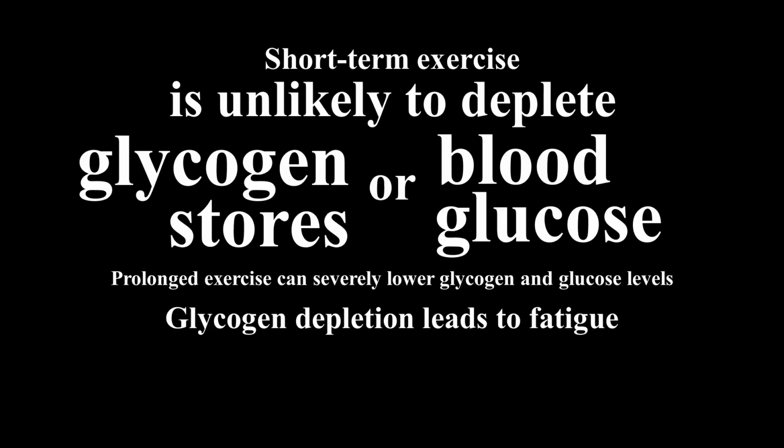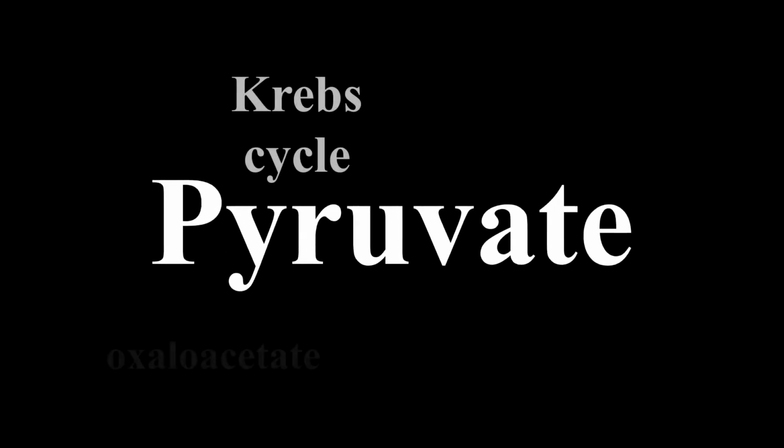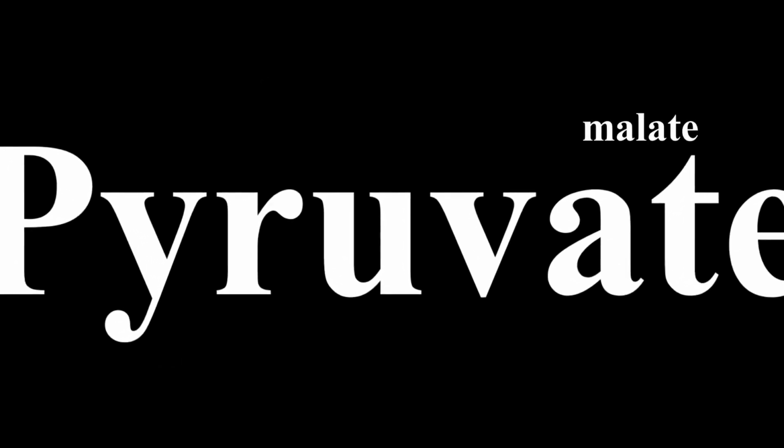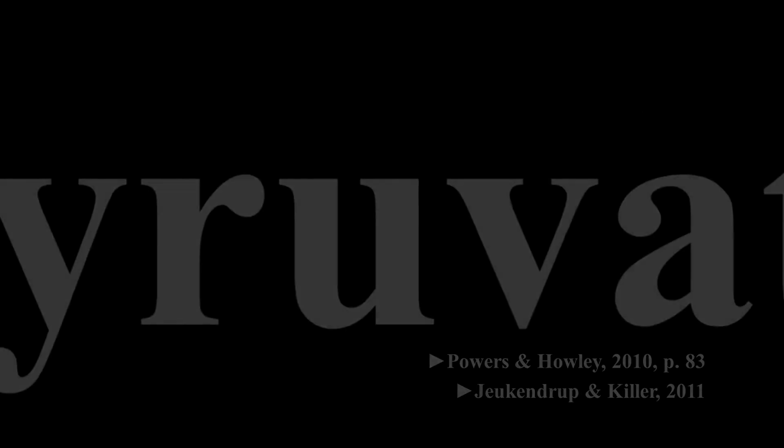During short-term exercise, muscle stores of glycogen or blood glucose levels would not be depleted. However, during prolonged exercise, muscle and liver glycogen can reach severely low levels. Depletion of glycogen leads to fatigue. Simply put, less carbs means less pyruvate. Less pyruvate means a reduction or even termination of the Krebs cycle, which leads to no ATP, which leads to fatigue. Pyruvate is a product of glycolysis and a precursor to several Krebs cycle intermediates, such as oxaloacetate and malate. Reduced glycolysis also reduces levels of pyruvate in the sarcoplasm and of Krebs cycle intermediates. This slows down aerobic ATP production, limiting performance and leading to fatigue.